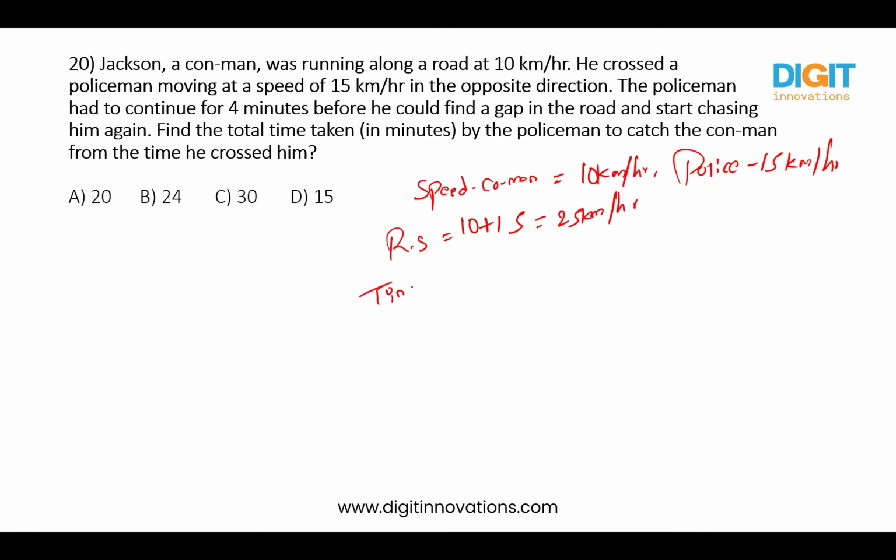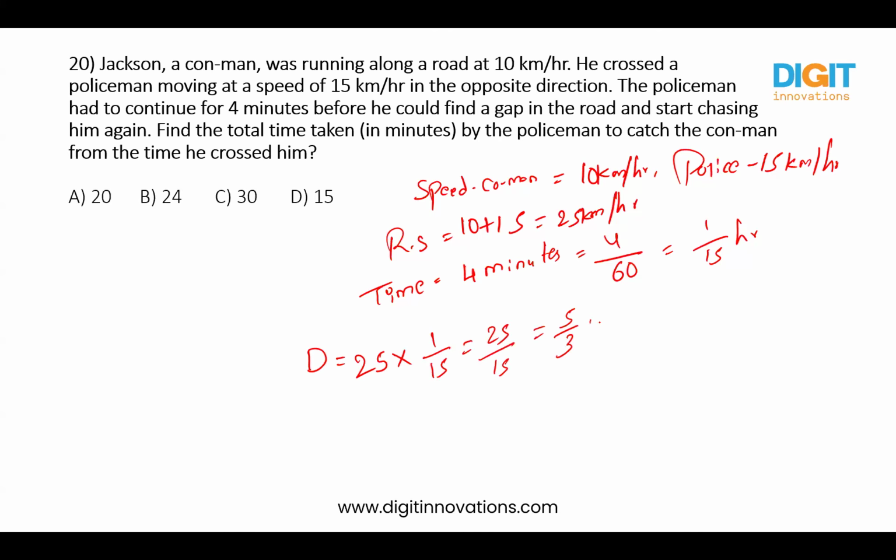So time, how much did he take? 4 minutes. He waited. So 4 minutes I'm converting into hours, which is 1 by 15 hour. So what is the distance gap? Distance we have to find out. Distance means speed into time. Speed we know it is 25 into time, which is 1 by 15, 25 by 15, which would be 5 by 3 kilometers. The distance is 5 by 3 kilometers.